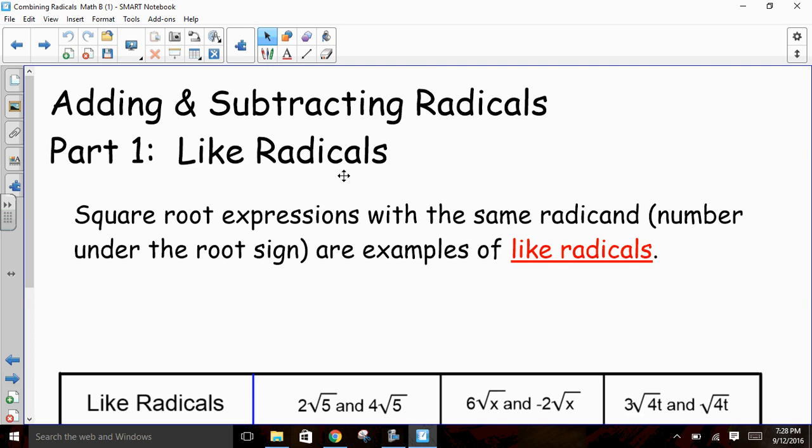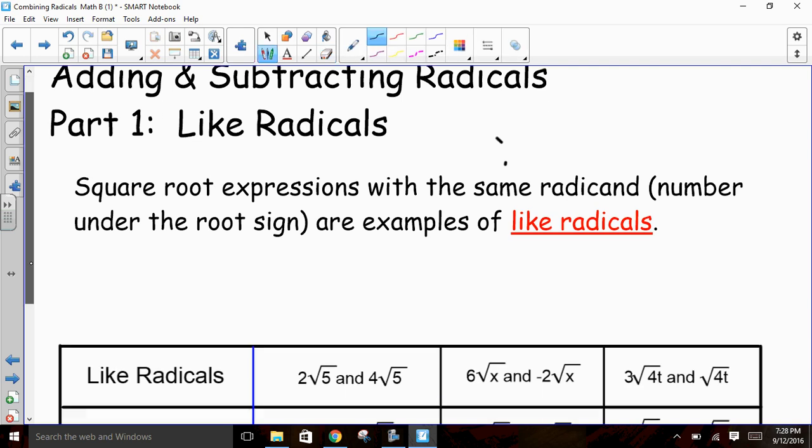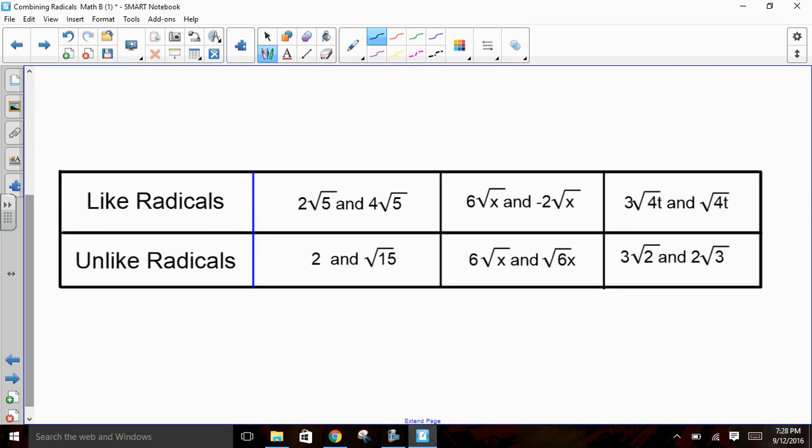A like radical is very similar to like terms. So, for example, you combine your x plus x together. You can combine your y plus y. Maybe your z minus z. You look for the same letter. Keeping that in mind, you're going to look for the same number under your square roots, and you're going to look for the same type of roots.